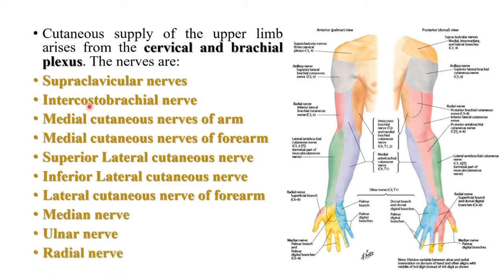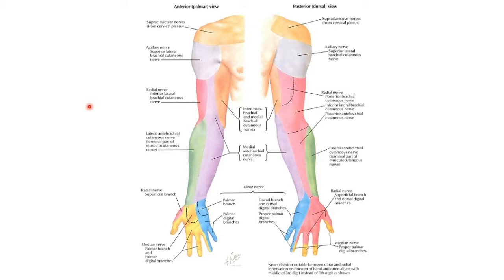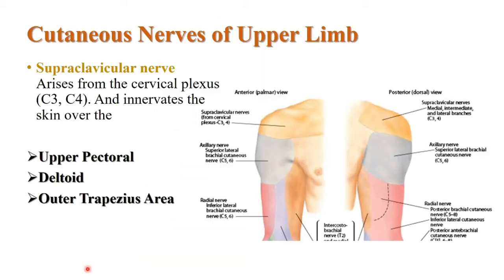So these are the nerves which are supplying the skin of the upper limb for cutaneous sensation. And this is the diagram showing the anterior view and the posterior view of the upper limb, with different color areas describing different nerve supply. So going through these nerves one by one.